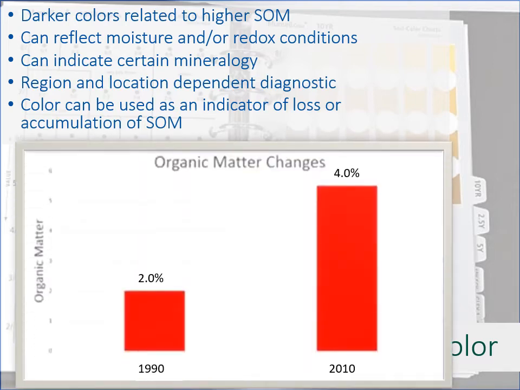So the reason why we really want to think about organic matter changes over time is that here we've got this hypothetical graph that I've made up, and we see a 2% increase in organic matter over 20 years. If you do the math, that's a 0.1% increase of soil organic matter every year. Although that may not seem like a lot when we think about percentages and actual numbers, in terms of organic matter accumulation, that is a significant amount.